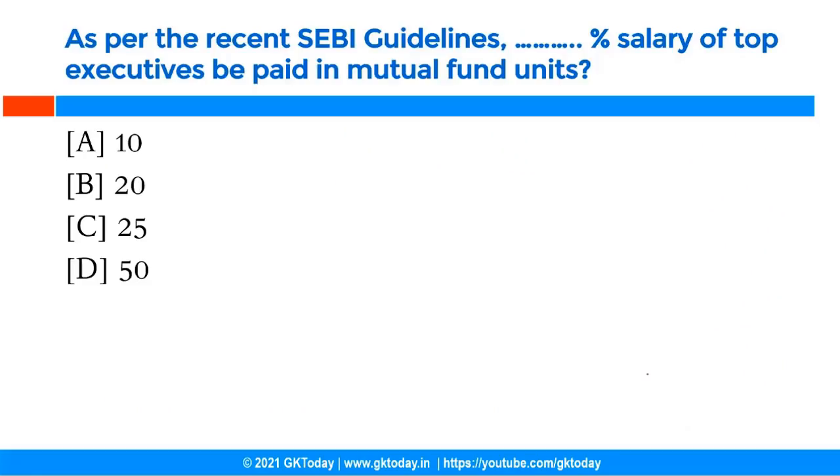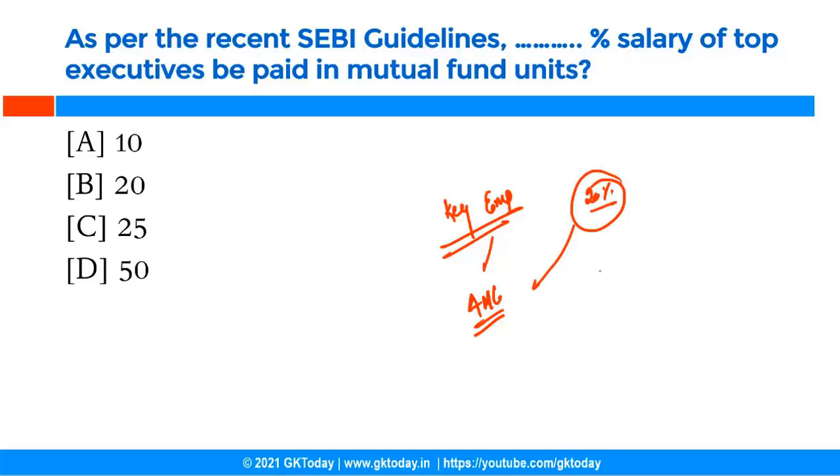Next question is, as per the recent guidelines by Sebi, what percentage of salary of the top executives to be paid in mutual fund units? First thing first, this circular is for the key employees of AMC. What is AMC? It is Asset Management Company. So now Sebi had said that 20% of the salary of key employees of AMC should be paid in mutual funds. What is mutual fund?